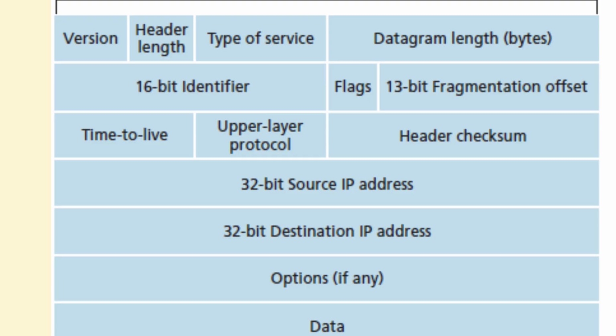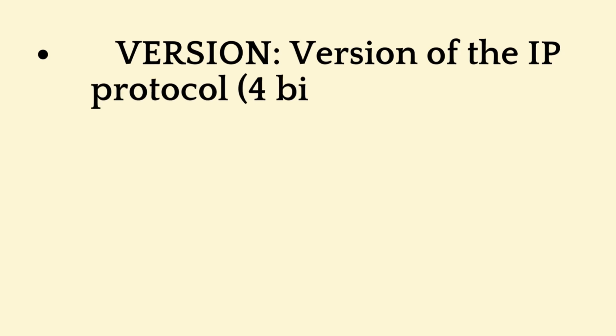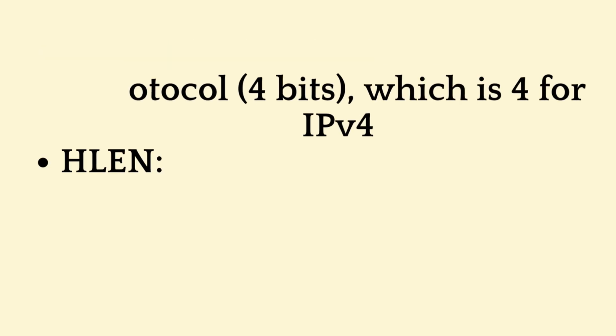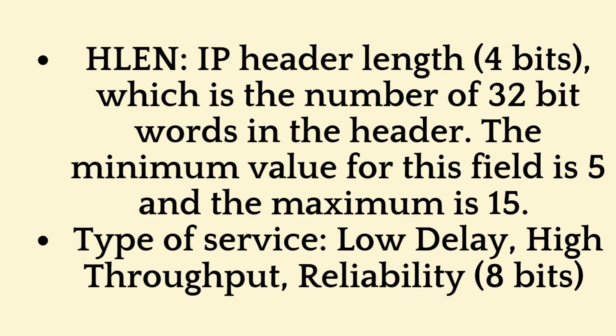Version of the IP protocol, 4 bits, which is 4 for IPv4. HLEN, IP header length, 4 bits, which is the number of 32-bit words in the header. The minimum value for this field is 5 and the maximum is 15. Type of service: low delay, high throughput, reliability, 8 bits.